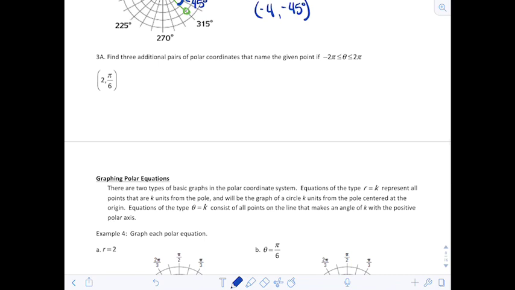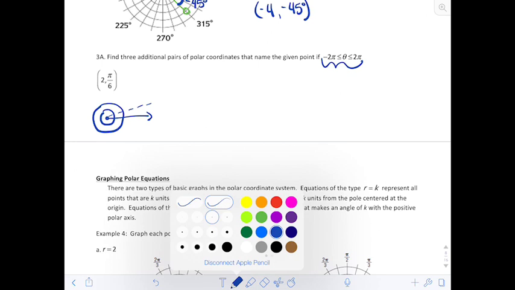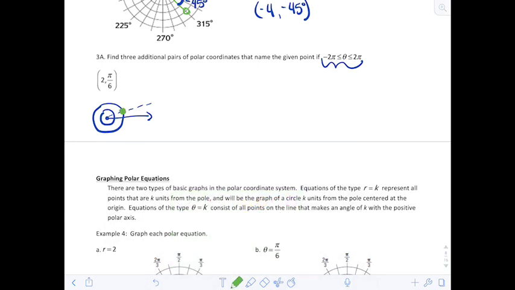Now let's see how we do it with radians. Find 3 additional pairs of polar coordinates that name the given point if we have to stay between negative 2 pi and 2 pi. Let's take a look at where this would be. There's my pole and my polar axis. I'm going to give myself 2 concentric circles. So pi over 6, if we rotate out, is about 30 degrees right there, and so 2 pi over 6 would be right here. I want one more with a positive 2, and I'm going to do 2 with a negative 2.